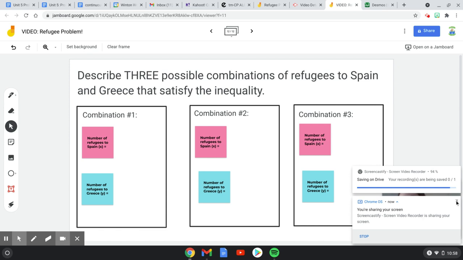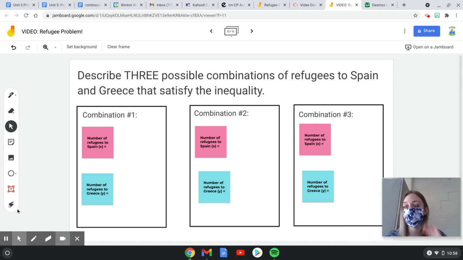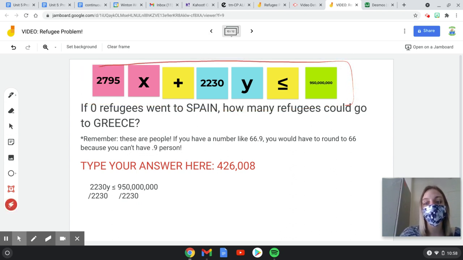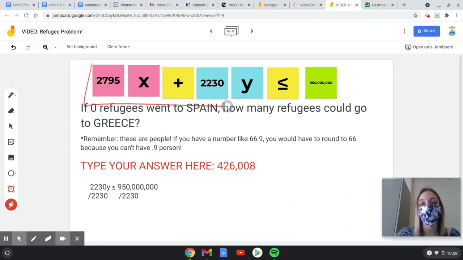So if you're stuck on frame 12, this is what you should be watching. The problem is asking us to describe 3 possible combinations of refugees to Spain and Greece that satisfy the inequality. So first thing that we're going to do is graph our inequality. So whatever yours looks like here, this is what we're going to put into Desmos graphing calculator. Pause this video, open Desmos, and put exactly what you have here into the graphing calculator.